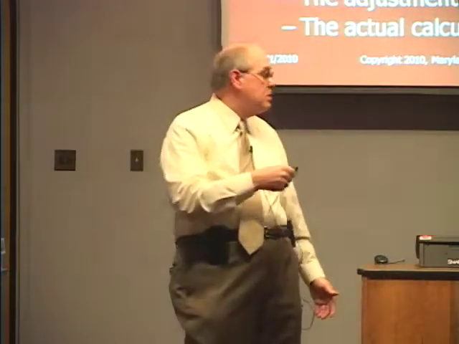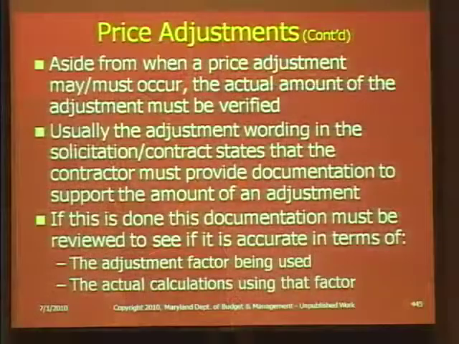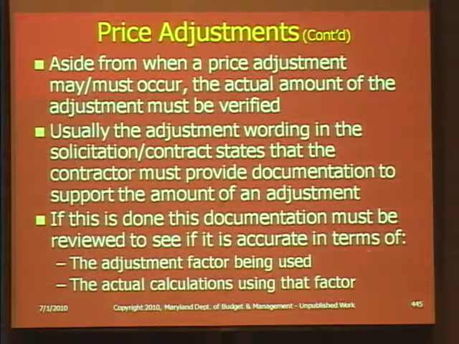So this is what you're supposed to do. You're supposed to check these things. Is it appropriate to have an adjustment at all? And if it is, are the numbers right? Although it isn't that frequent that we get that it isn't appropriate, it is a little more frequent that you just can't do the math. And doing the math is also appropriate.